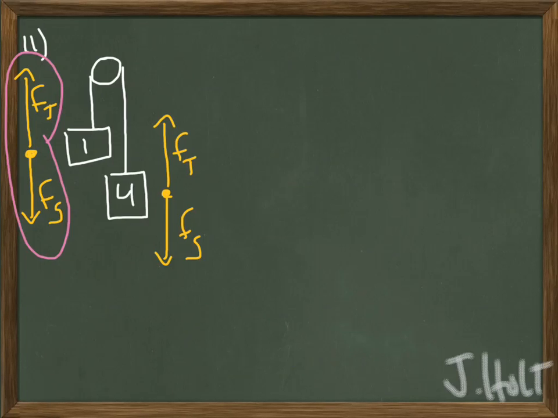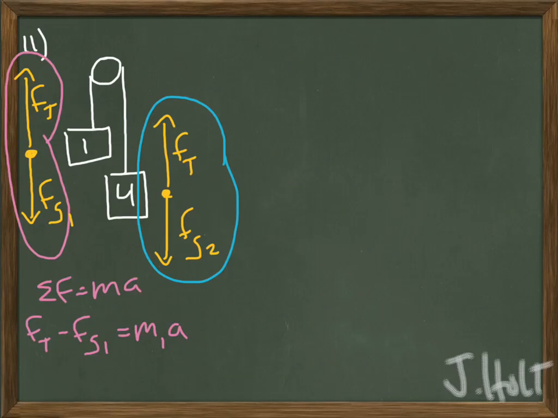So let's start with the one on the left. I circled it in pink. Let's do Newton's second law for that one. Sum of the forces equals ma. So that means force of tension minus force of gravity equals mass times acceleration. I need to start using some subscripts here because I don't want to get confused. We have two FGs here and we have two M's. So I'm going to use the subscript 1 for the system on the left, and subscript 2 for the box on the right. So I have Newton's second law written out for the left side. Let's write it out for the right side in blue.